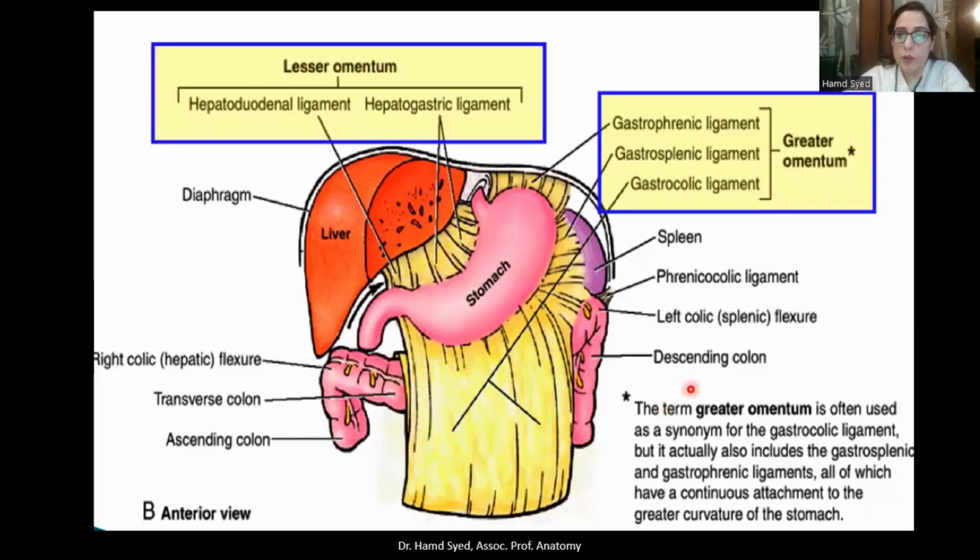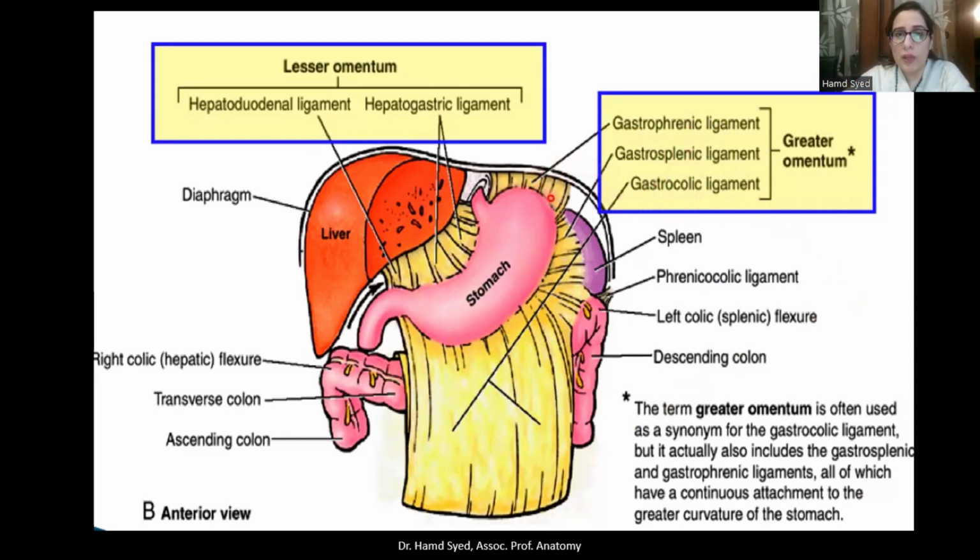Over here, I'm going to show you the greater omentum because we just mentioned that. The greater omentum, remember, it consists of 3 parts or 3 subdivisions. From the direction above downwards, these 3 parts are the gastrophrenic ligament, gastrosplenic ligament, and gastrocolic ligament. So these are the 3 subdivisions of the greater omentum.